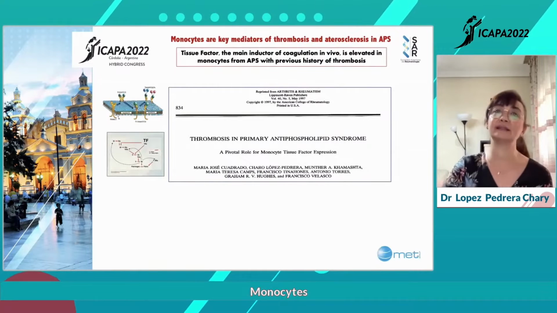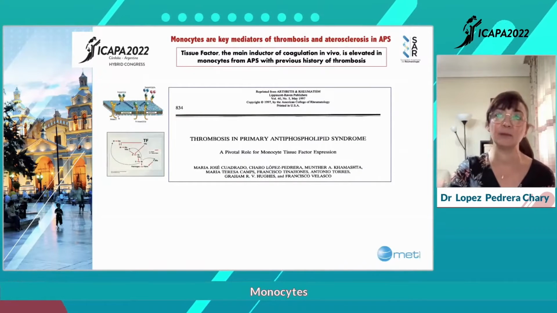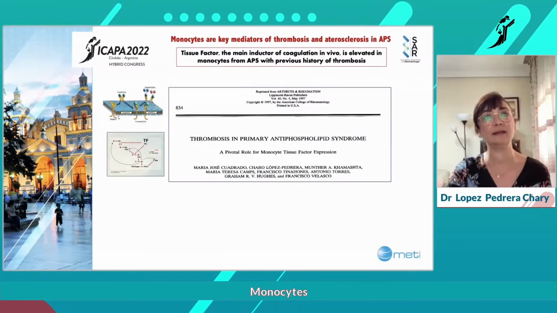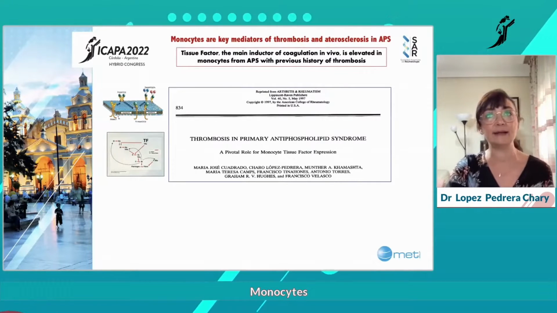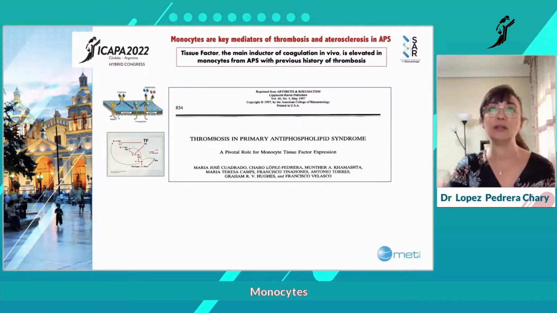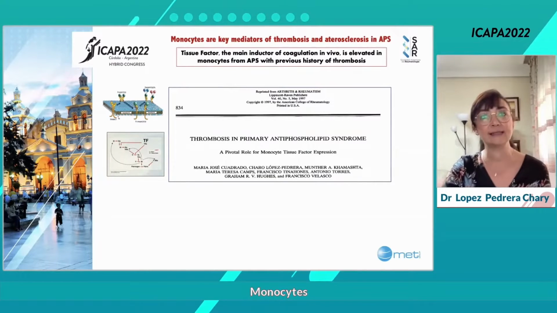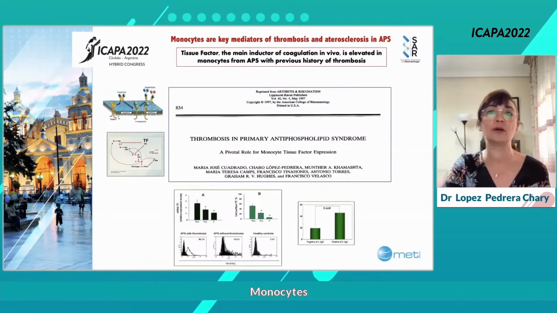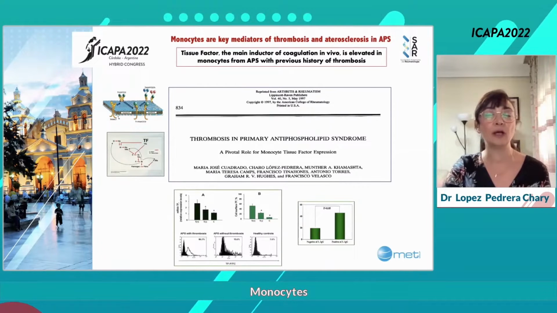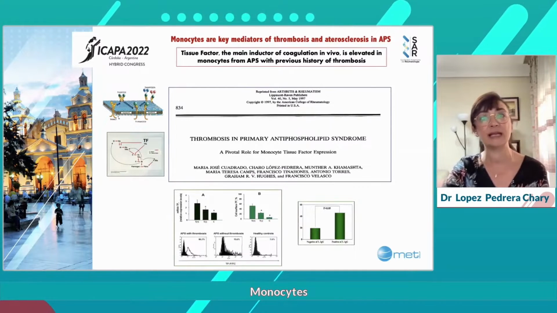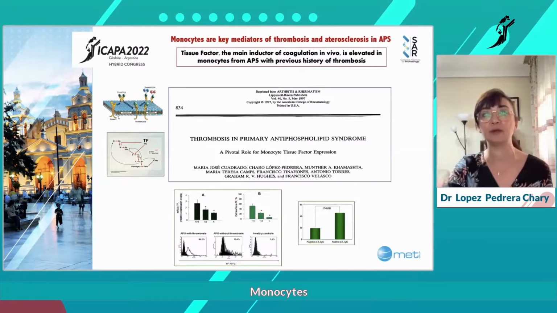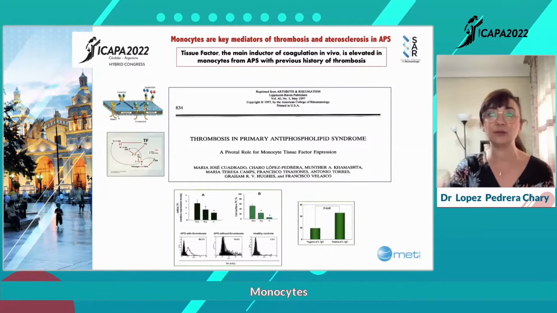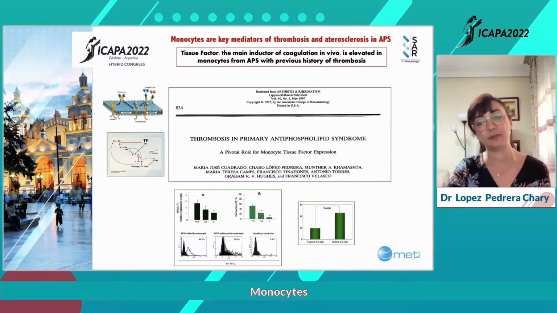In this way, several studies in patients with antiphospholipid syndrome have demonstrated multiple alterations in the activation status and secretory functions of circulating and tissue monocytes associated with the development of thrombosis. Thus, the expression of tissue factor, the main inductor of blood coagulation in vivo, was firstly described by our group to be significantly elevated in monocytes from APS patients with a previous history of thrombosis, and related to the presence of high titers of antiphospholipid antibodies.